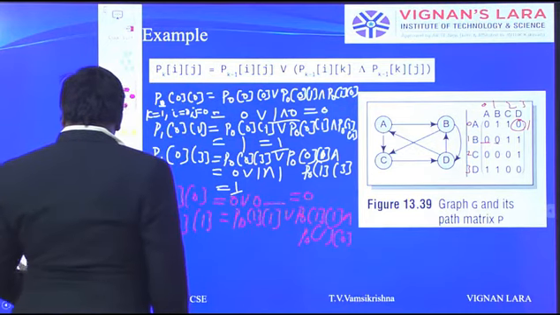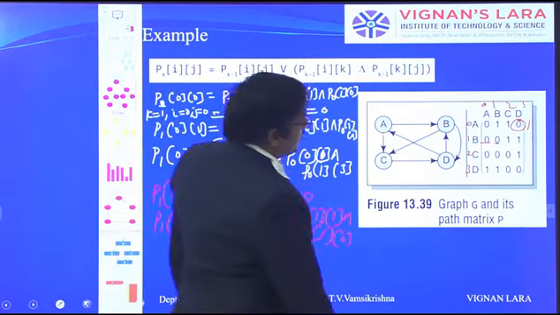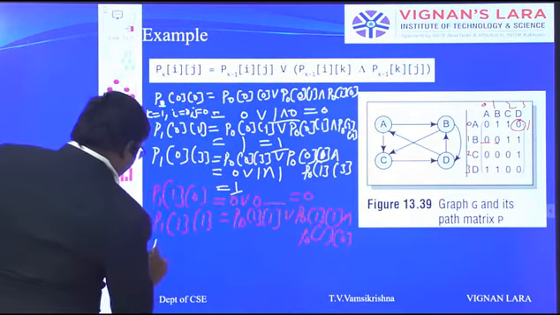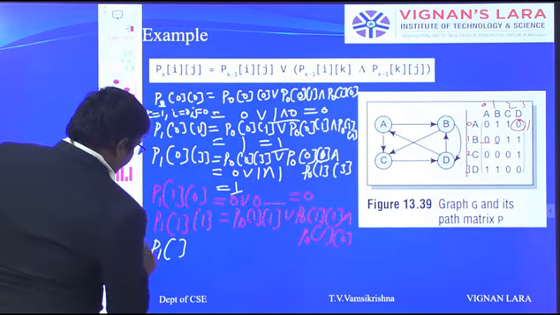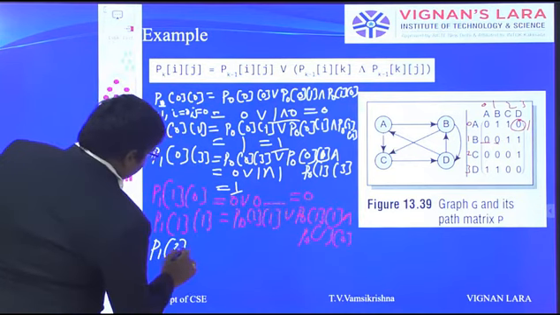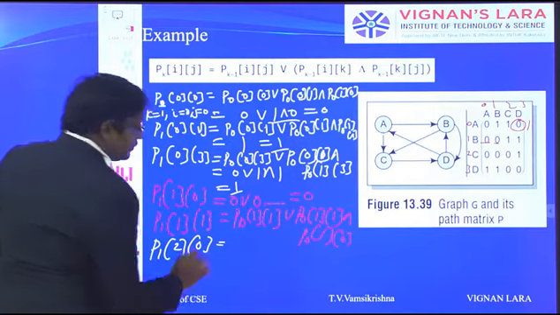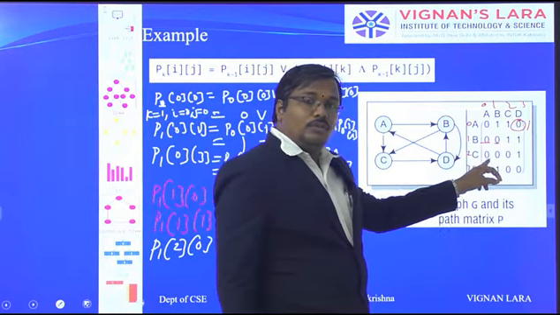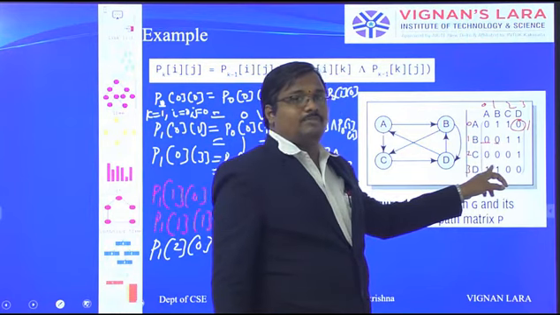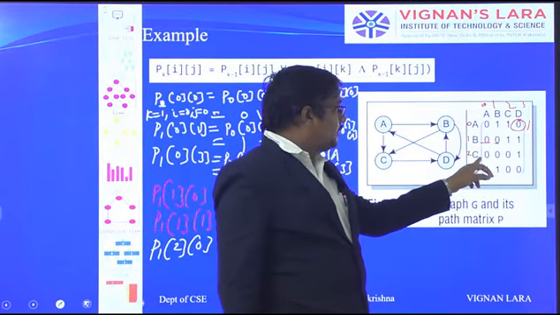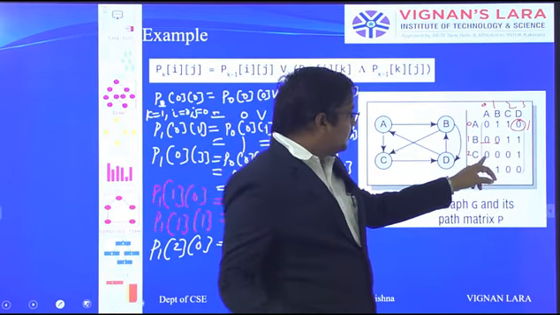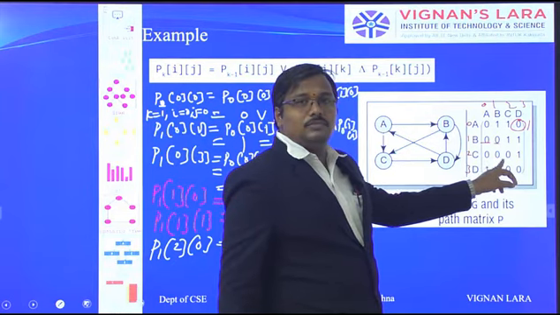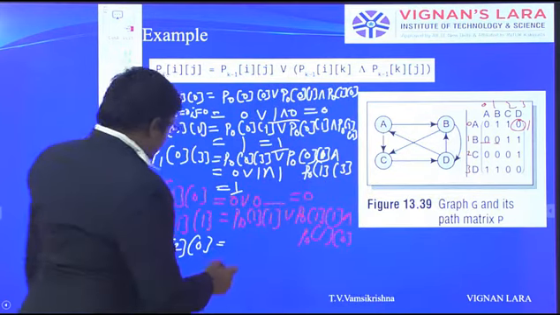So next we are going to the next one. We are checking this one, P1 of 2, 0. Is there any change? Already P0 of 2, 0 is 0. So how to compute? K value is 1, 2, 1 value is 0, so no need to compute it again. So this is 0.